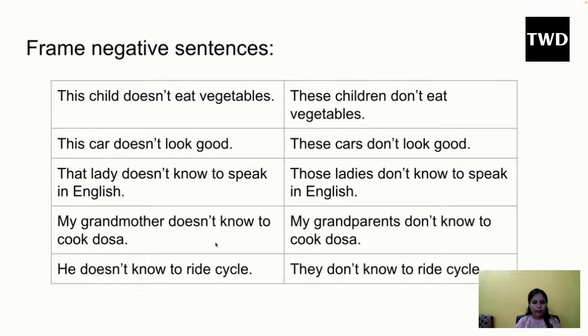My grandmother does not know how to cook dosa. My grandparents don't know how to cook dosa. He doesn't know how to ride a cycle. They don't know how to ride a cycle. So here you have to know that whenever our subjects are singular, we need to use does. And when our subjects are plural, we use do. Right?